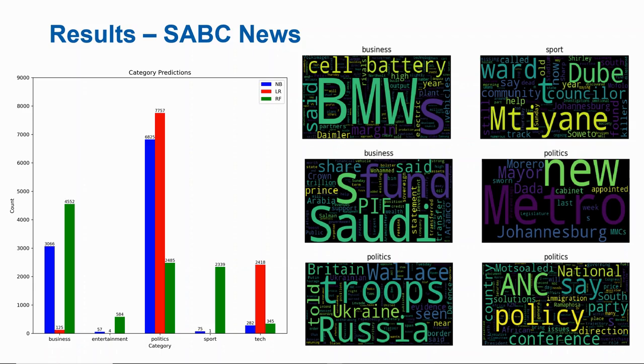And as you can see, some of the words are in line with the topic, such as politics, right at the bottom. You'll see there it talks about Russia, Britain, troops. And then you have national, ANC, party, immigration, policy, which fits well into politics.